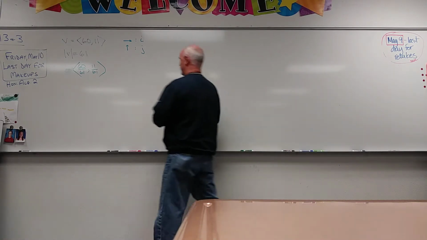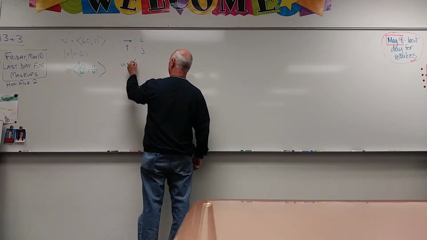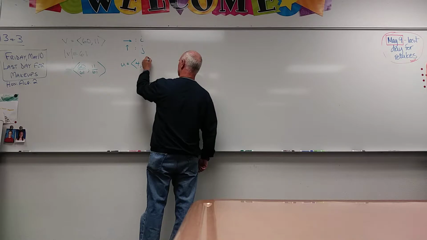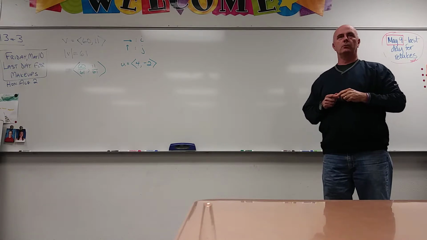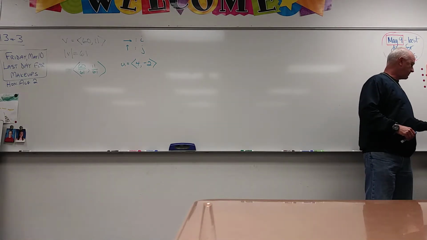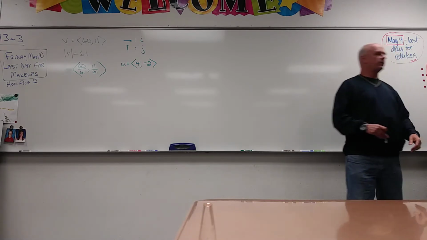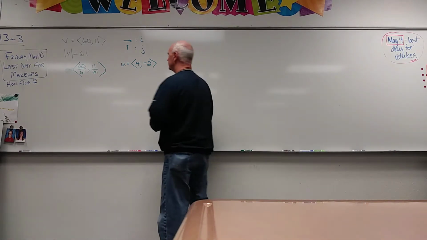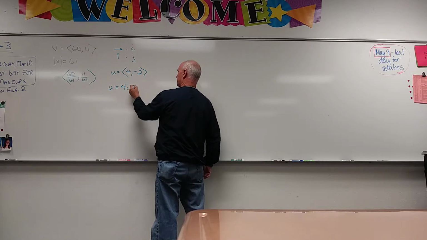So, if we have vector u, and we say that vector u in component form is 4 and -2, they will ask us to write the vector in terms of unit vectors i and j. In other words, 4i minus 2j.